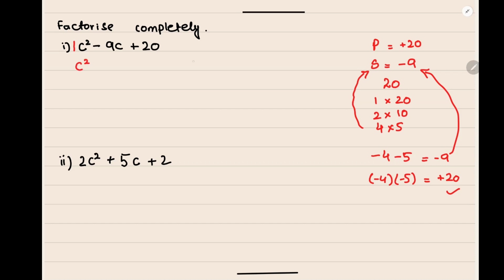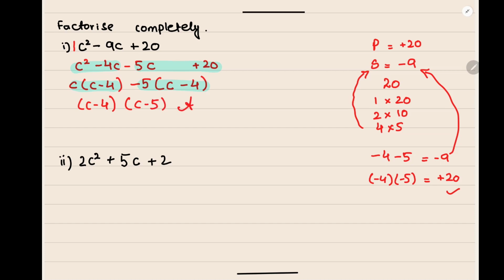Now I'm writing c² +20 as it is. My middle term would be broken like -4c, -5c. Now I need to make groups. So I can take c common, so it should be c -4. And I have to take -5 common so that I can get c -4 inside the bracket. Now c -4, I will be taking as common. This would be my answer.